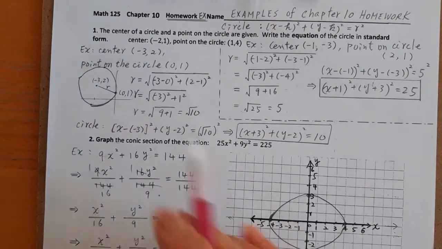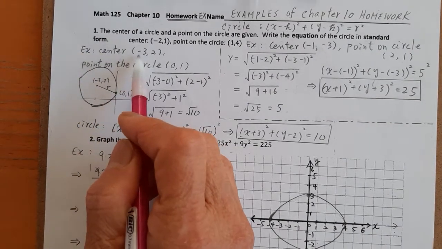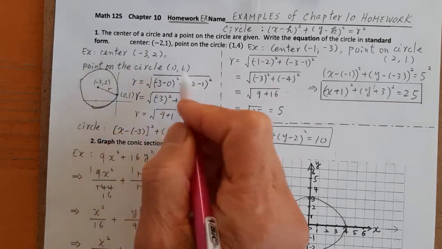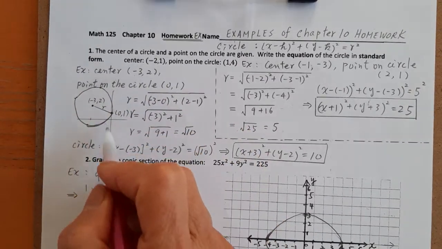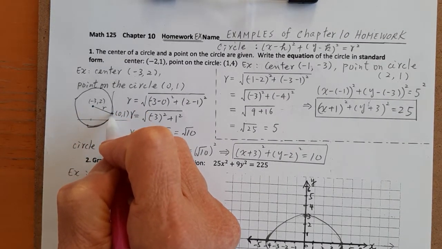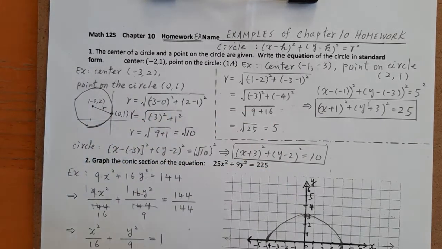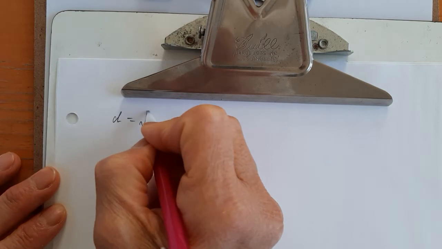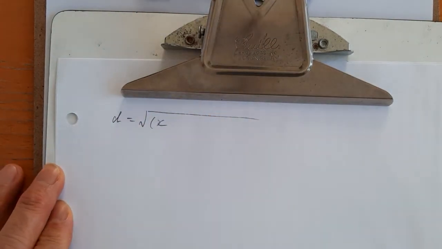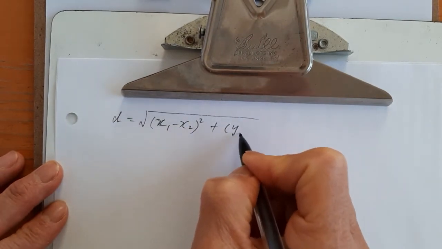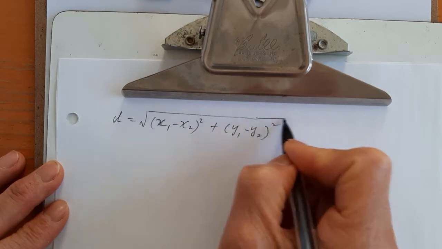So I've given you one example. The center is at -3, 2, and the point on the circle is 0, 1. Connect from the center to the point on the circle; that is the radius r. Use the distance formula and you can find r. The distance formula is d equals the square root of (x1 minus x2) squared plus (y1 minus y2) squared.